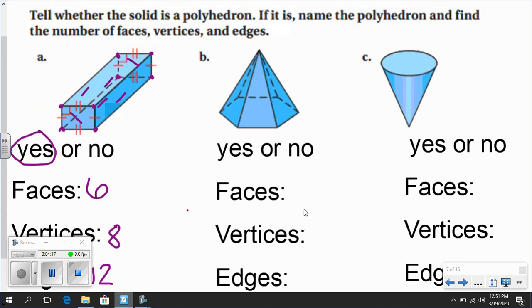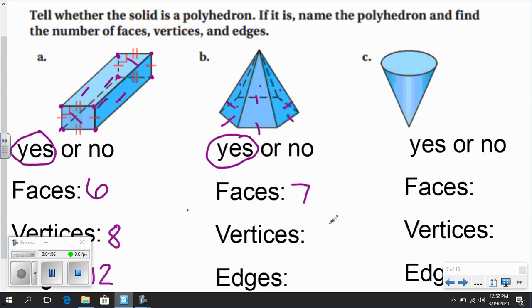All right, next. Is this a polyhedron? Yes or no? It is. This time we have a pyramid, but let's see, 1, 2, 3, 4, 5, 6. So this is a hexagonal pyramid. How many faces does it have? Well, the hexagon is 1 face, then we need to count the triangles. So 2, 3, 4, 5, 6, 7. So there are 7 faces here.